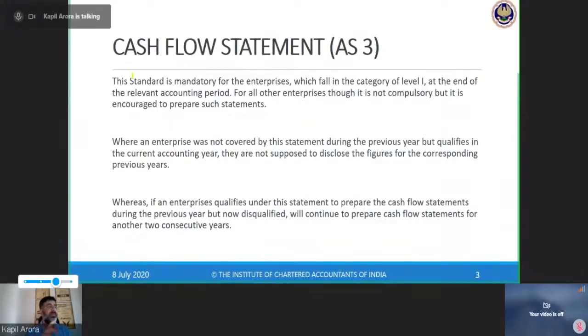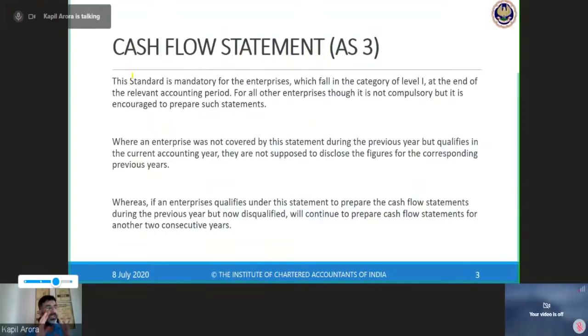So if we go by the points for material, there are two categories in the corporate. One is the small and medium enterprise. Other is all other corporates, which is not falling under small and medium, whereas non-corporate we have level 1, level 2, and level 3.